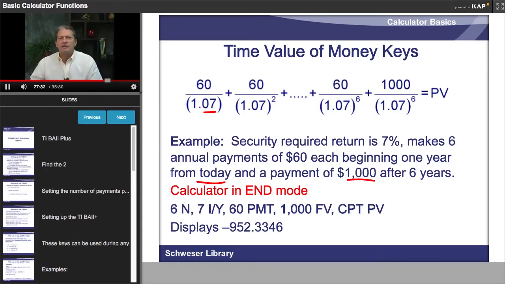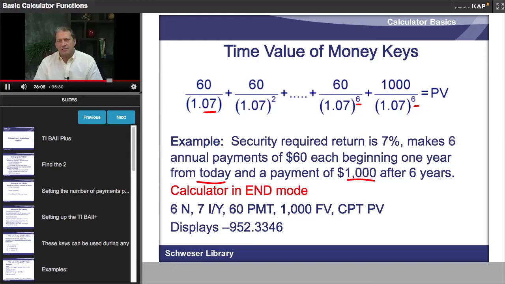So notice that our discount factor is the same for the $1,000 and the last payment because they come on the same day. So with your calculator in end mode, just hit 6 and then n, hit 7 and I over y, to tell it the discount rate is 7. Hit 60 and then payment, or enter 60 and then hit the payment key. Put in 1,000 and then hit the future value key and compute present value. And it solves this equation right here.